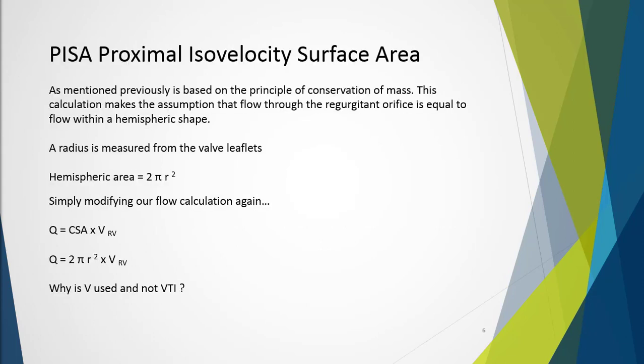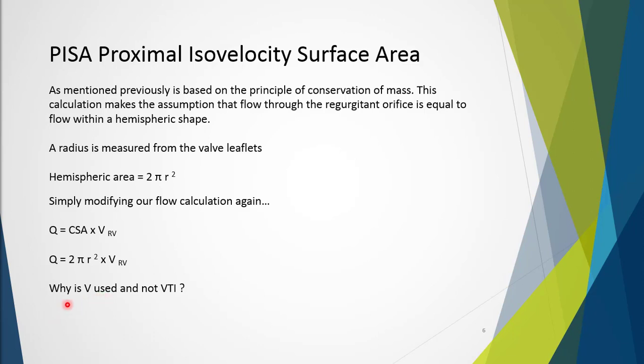The proximal isovelocity surface area is another method we may deploy to evaluate the regurgitant valve. It's also based on the same principle of conservation of mass. So this calculation makes the assumption that flow through a regurgitant orifice is equal to flow within a hemisphere just above it. What we do is we measure a radius from the leaflets of the valve to this hemisphere, and we know the hemisphere area is 2 pi r squared. So knowing our stroke volume calculation again, our cross-sectional area is now substituted for 2 pi r squared.